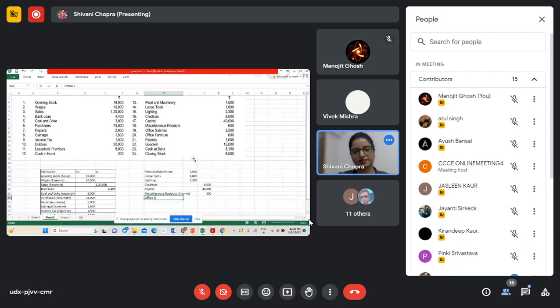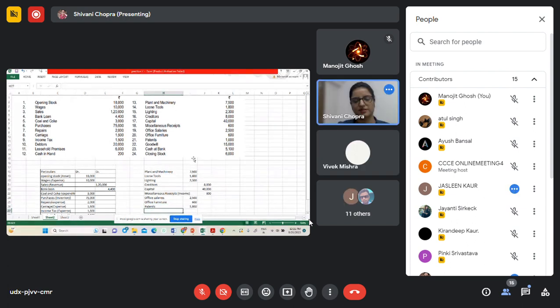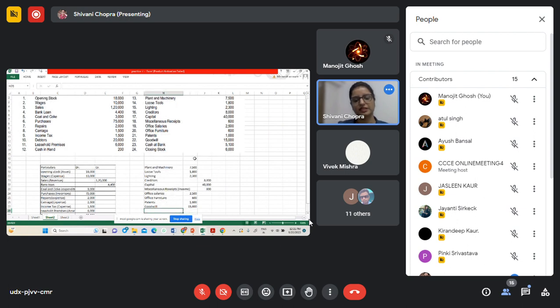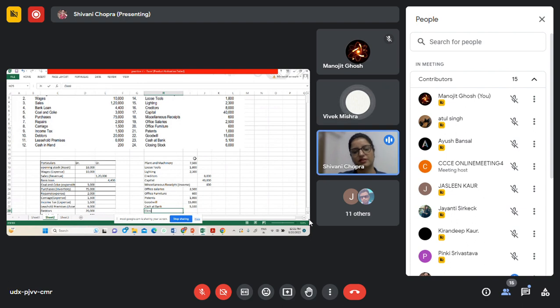Office salaries, expense, right? 2,500. Office furniture, asset, 600. Patents, asset. Goodwill, asset. Goodwill is an asset, right? What type of asset is goodwill? Intangible. Intangible asset. Closing stock, asset as well, right? Now let me take all of these values.